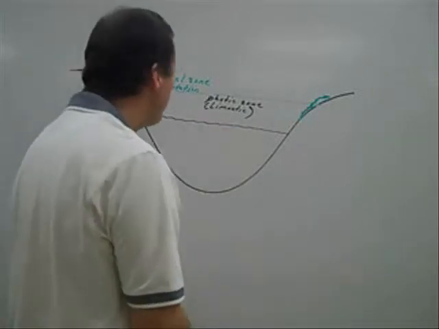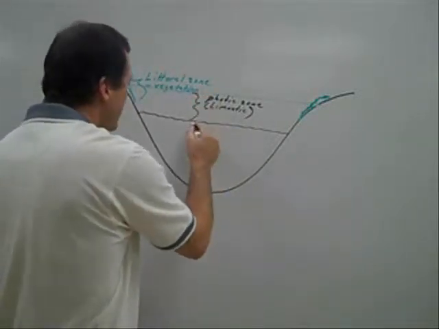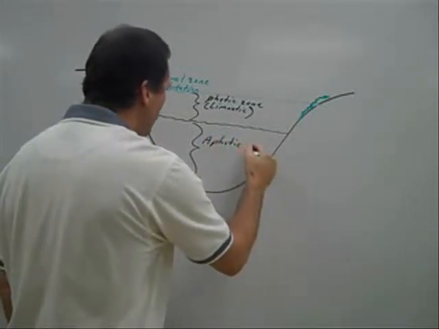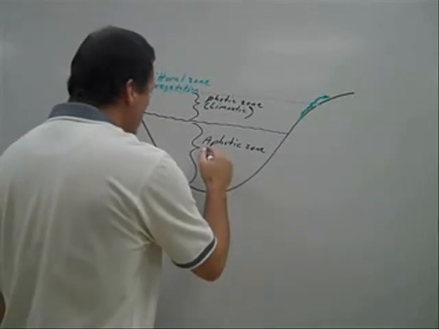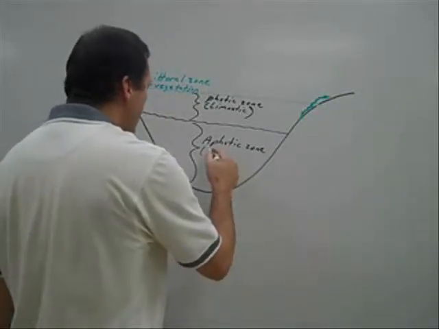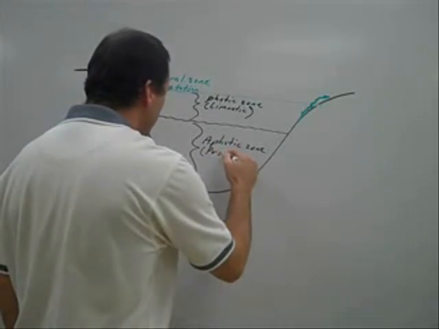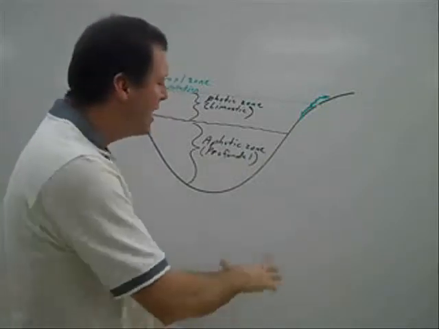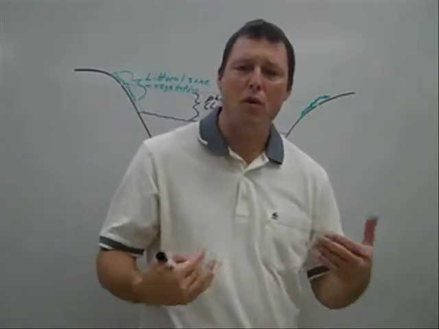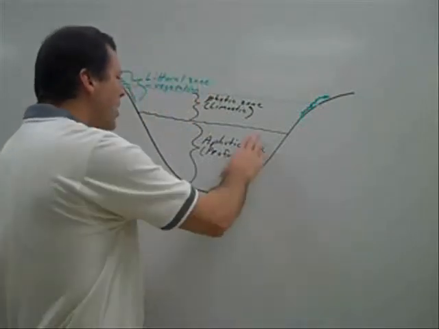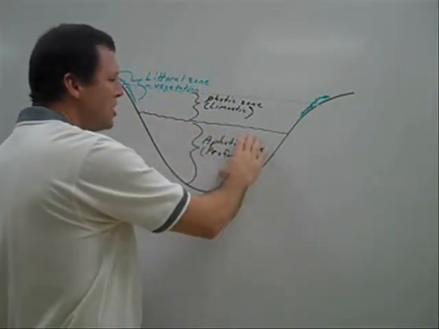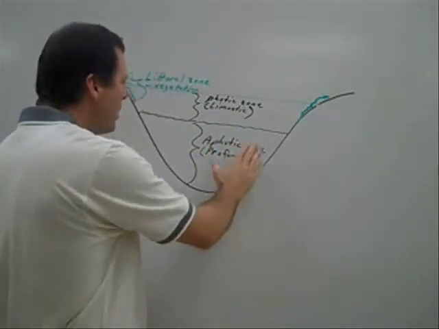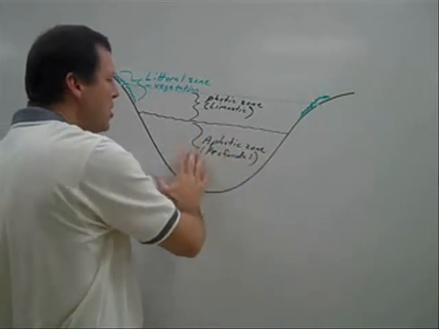Now the area of water down below, this is going to be the aphotic zone. A means without light. We could also call this the profundal zone. And there's not going to be any light down here. So where there's no light, there's no photosynthesis going on. And because of that, we're going to have very, very low oxygen conditions. Not a lot of organisms are going to be able to handle these low oxygen conditions. So there's going to be some aquatic life, but not a ton down here.